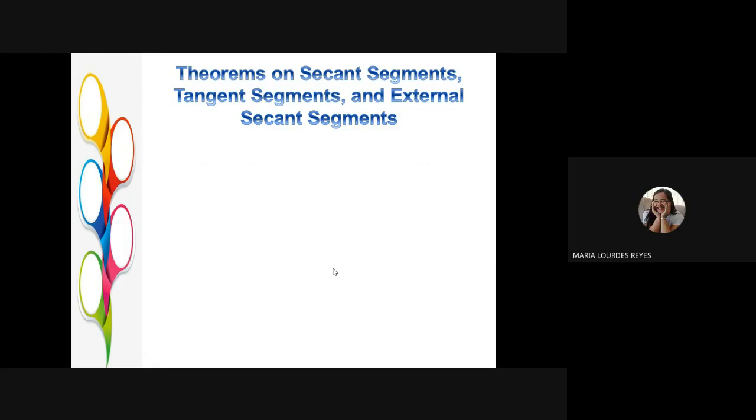So let us now have the theorems on secant segments, tangent segments, and external secant segments. We already know what secant and tangent lines are, and it was already mentioned what segments are. Segments are portions of a line having endpoints. Now, let us continue the discussion of the theorems.